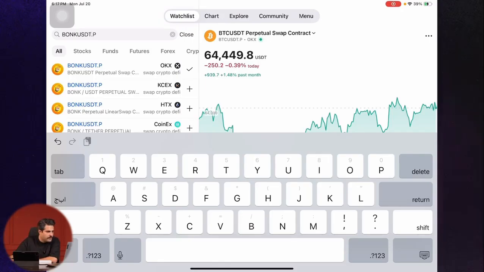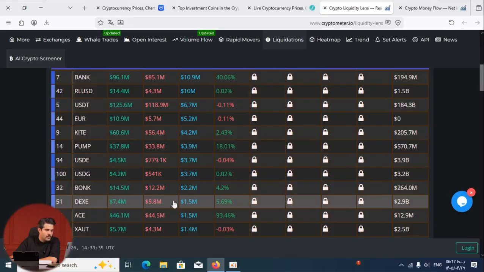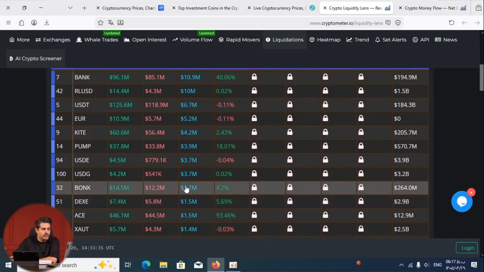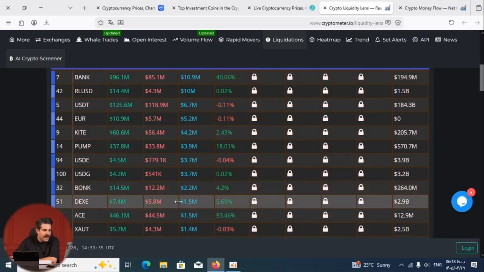As for the rest, for example, DEXA has a $1.5 million inflow and its market cap is $3 billion. Compare yourself: $2.2 million against $264 million. How much of a drop in the ocean is the $1.5 million inflow?